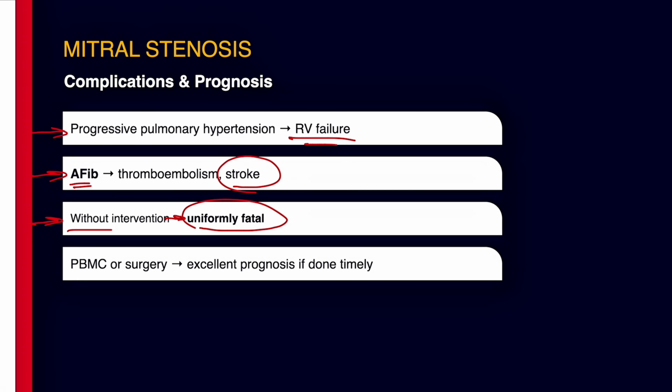But here's the good news. With PBMC or surgical valve intervention, the prognosis is excellent, especially when done before the onset of right heart failure or before any stroke or complications like that. So timing is everything here.